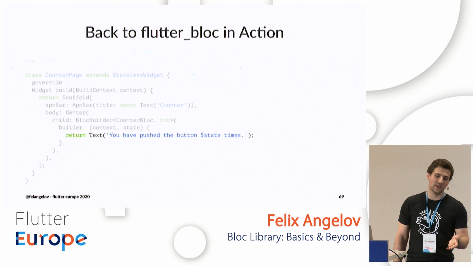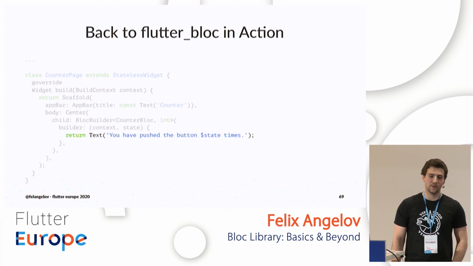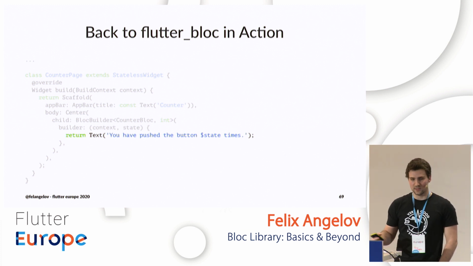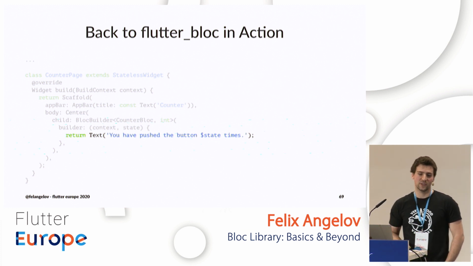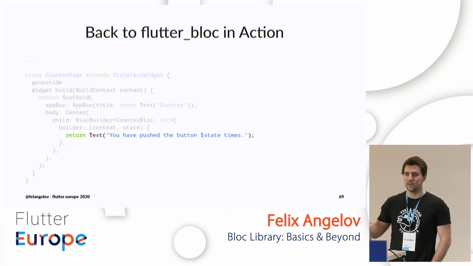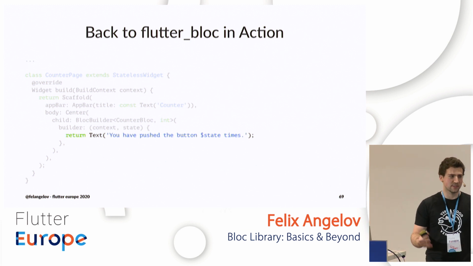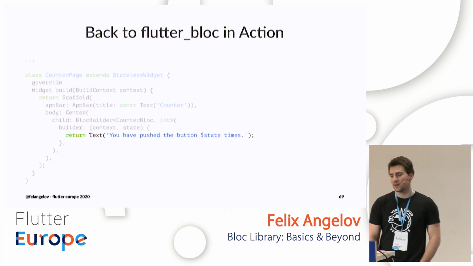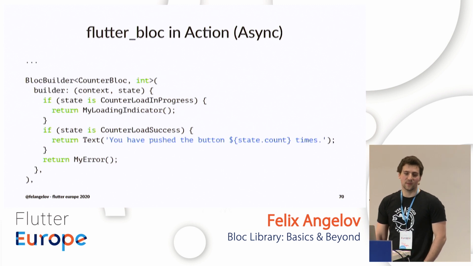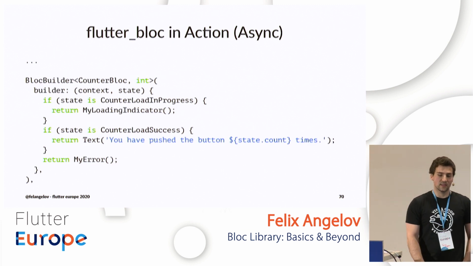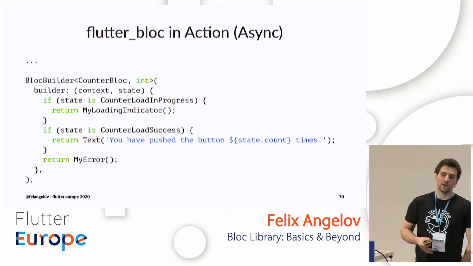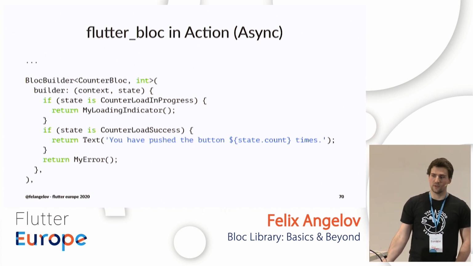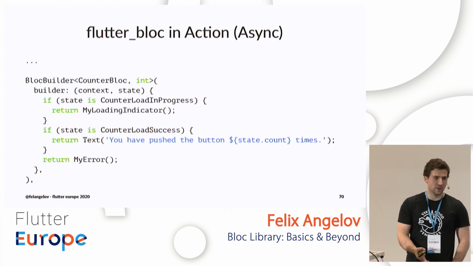All we're doing inside our builder is just returning a Text widget. So anytime the CounterBloc emits a new state, we're just going to render another Text widget, and the content of the Text widget is just going to be some text: You have pushed the button state times, where state is just the state of the bloc that we got at that point in time. And the async version that some of you might be wondering about is going to be very similar, except we actually need to handle explicitly all the different states. So if the state of my bloc is CounterLoadInProgress, I might want to return some sort of loading indicator.